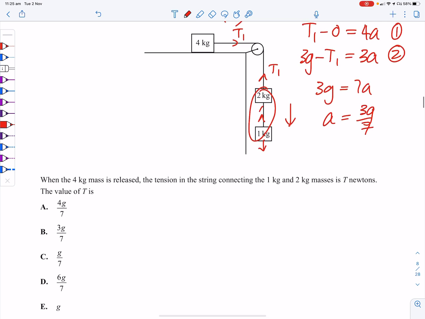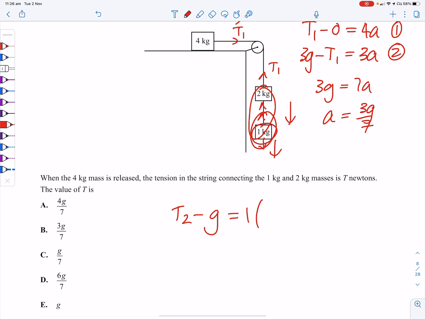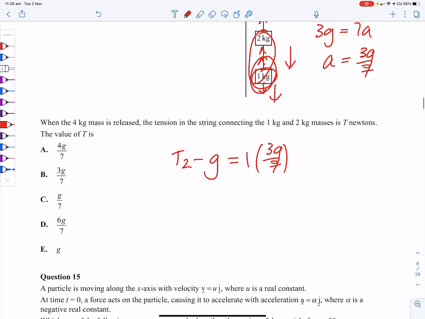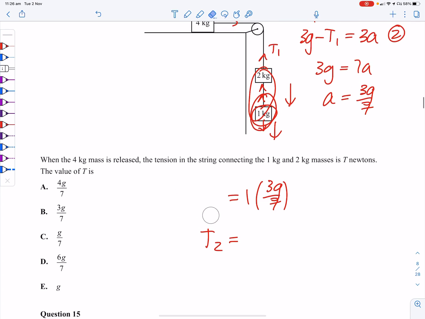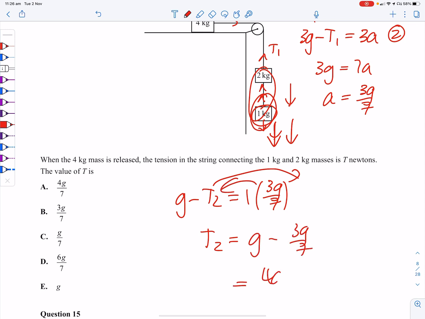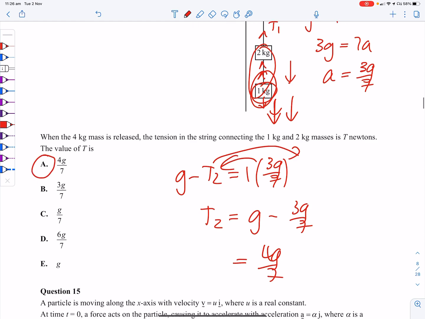We then want the tension here, so let's call that T2. So T2 minus g is equal to mass times acceleration. Did I just do that the wrong way around? It's g minus T2 because it's accelerating down, so the force down minus the tension force. Okay, if we bring that to the other side, we get g minus 3g on 7, which is 4g on 7.